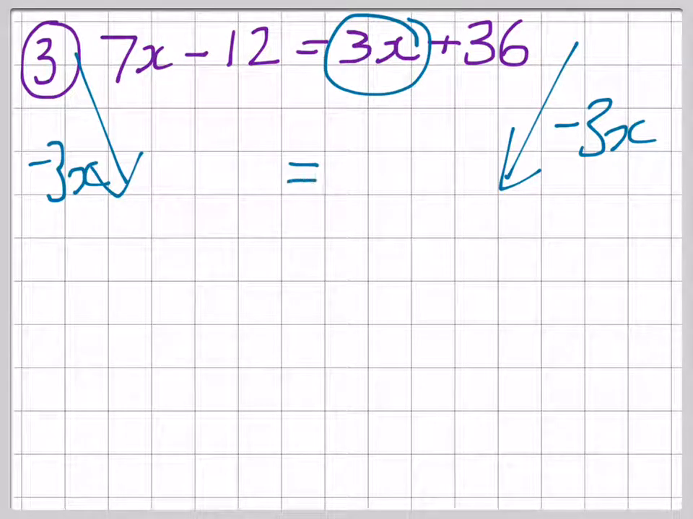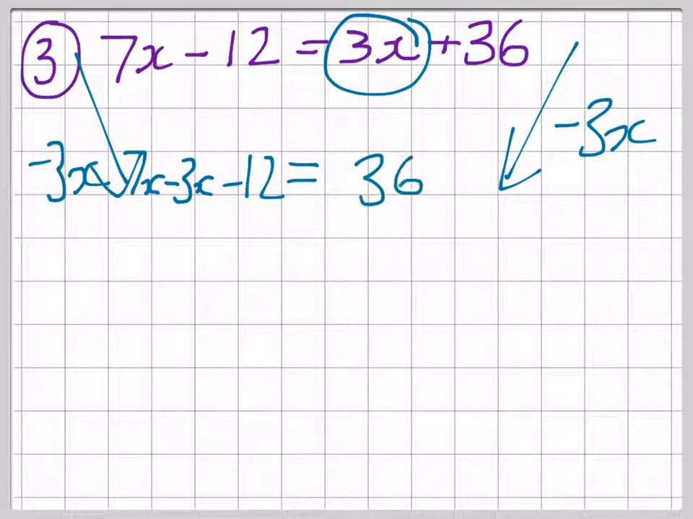So start with your equal sign in the middle. On the left, we've got 7x. Take away the 3x we've just taken away. Minus 12 equals, on the right, the 3x has disappeared. It's been cancelled out by the minus 3x. We've just got 36.